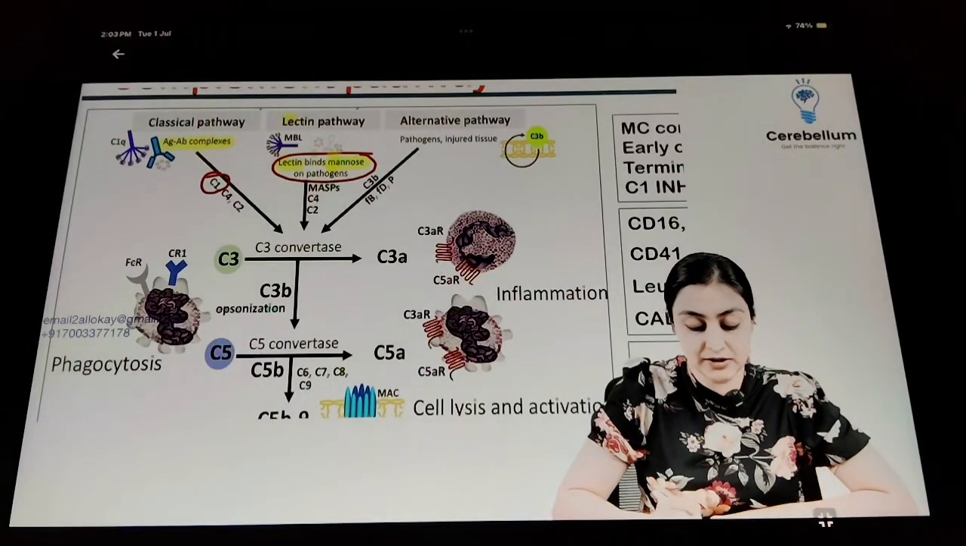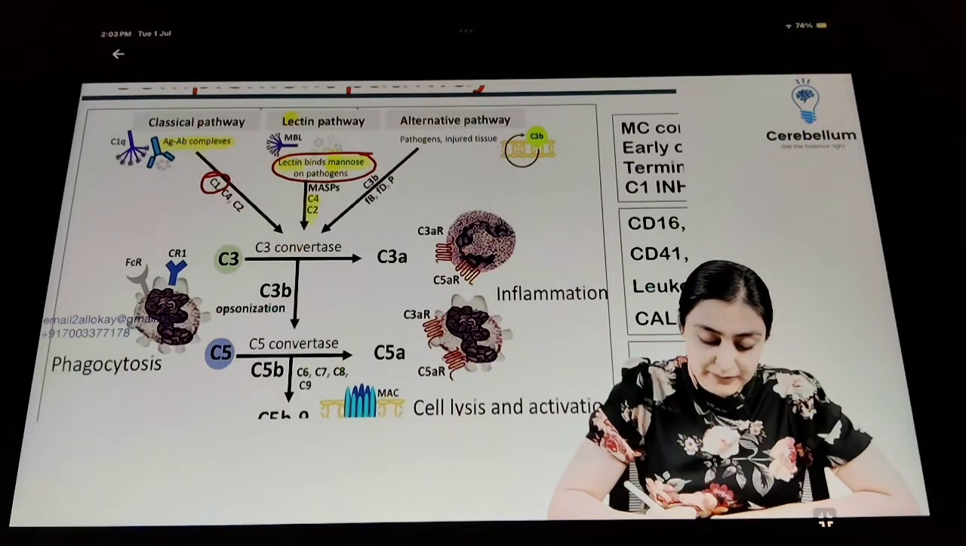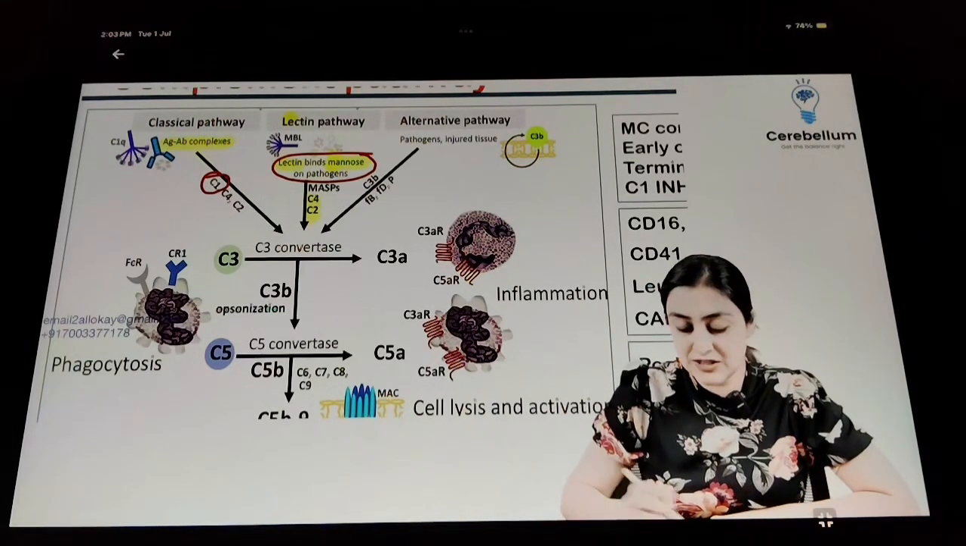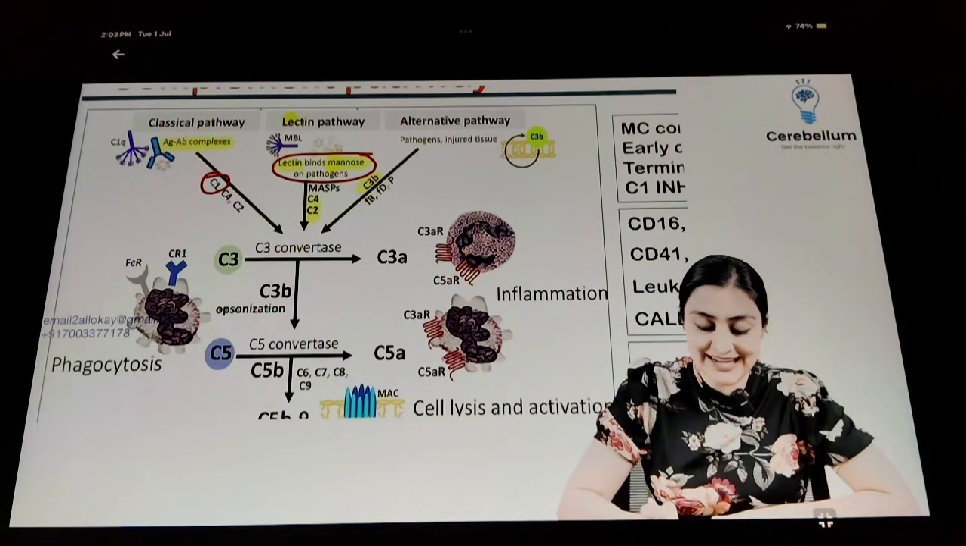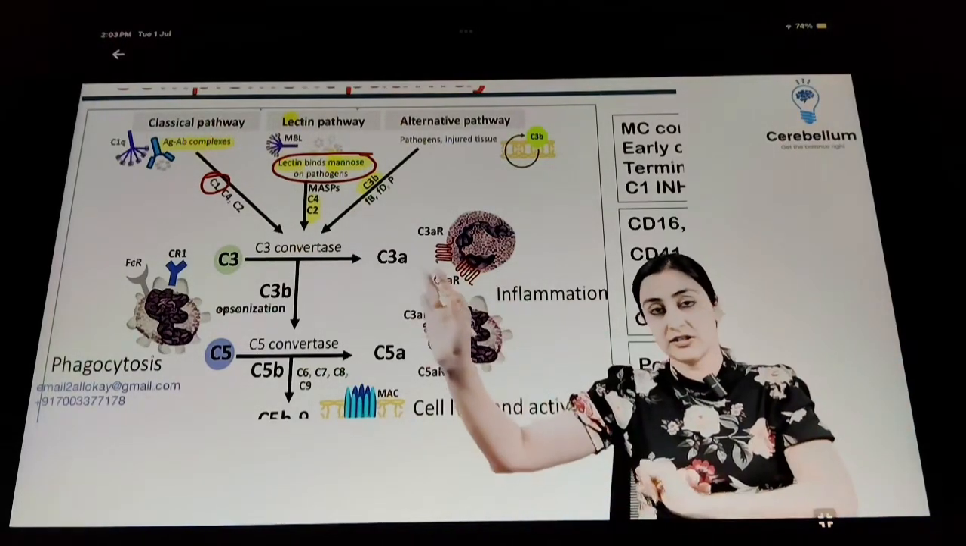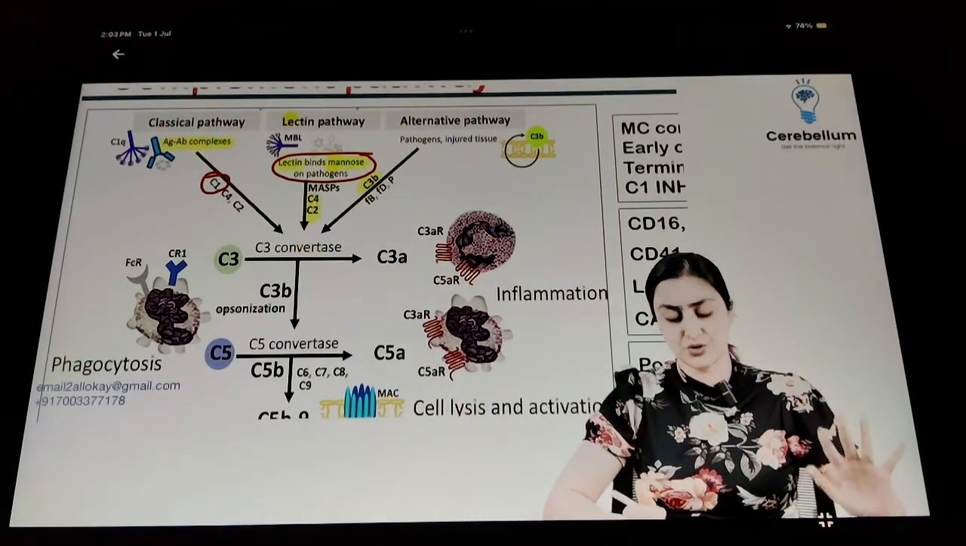So this is another place where L and M go together. Here the complements are C4 and C2, which are the main ones. The alternative pathway is for pathogens and injured tissue, and here the main one is C3. So we have dealt with all of our early complements, 1, 2, 3, 4. C1 is the main one for classical, C3 is alternative, and 2 and 4, both even numbers, go together and are for lectin.